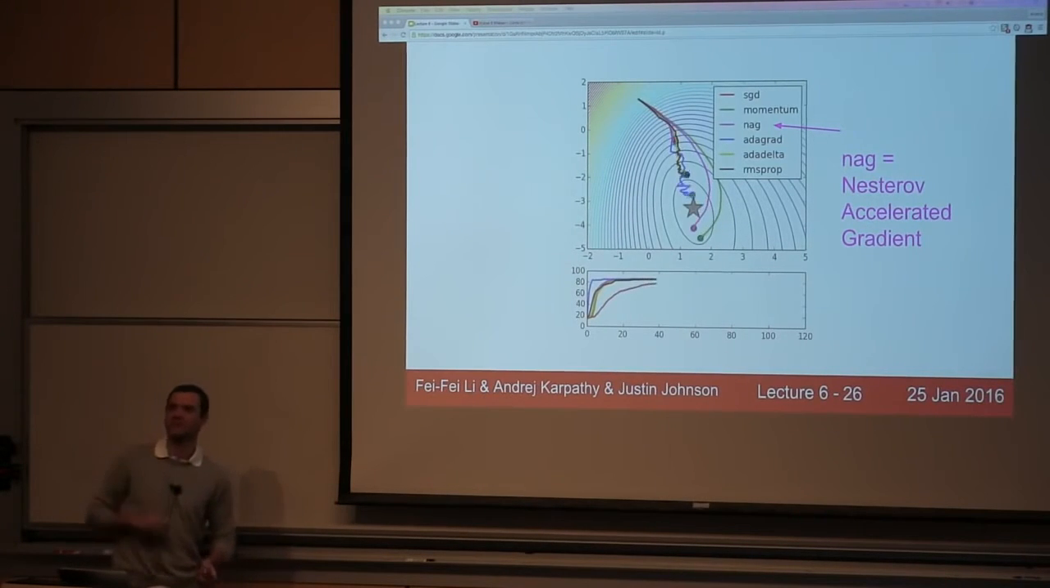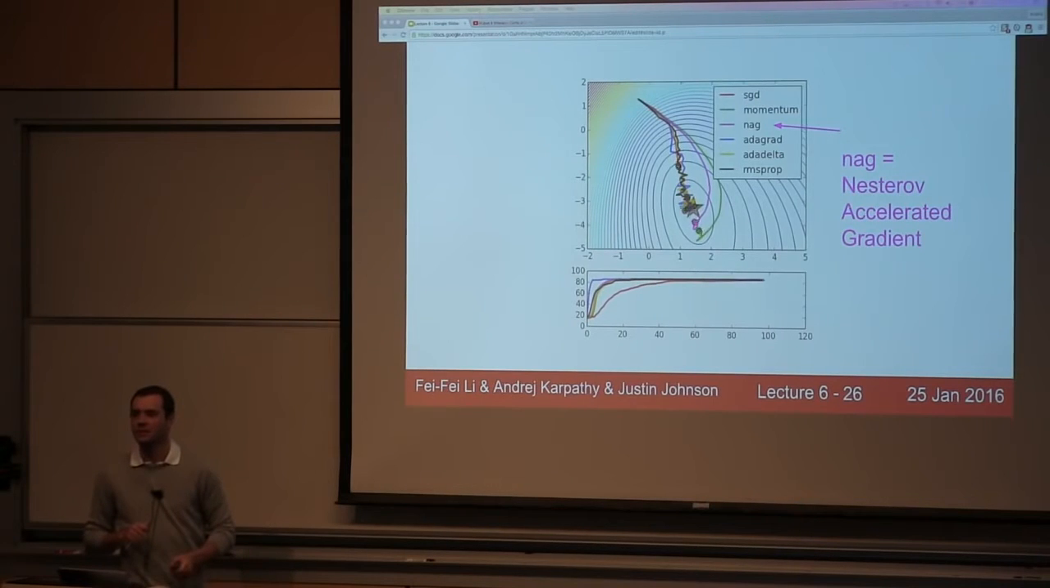Okay, was there a question over there? Nesterov has this oscillating feature. How do you overcome this? Nesterov has an oscillating feature?